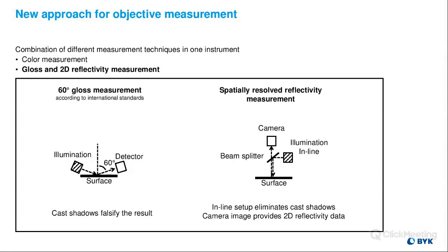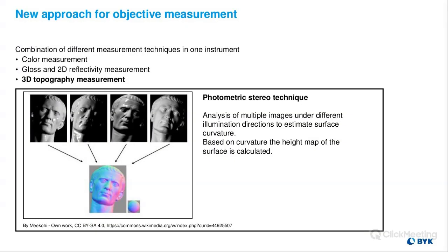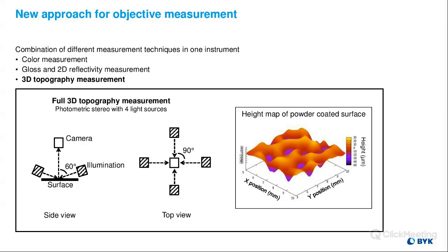So we have our 60-degree gloss measurement as well as our spatially resolved 2D reflectivity measurement. And in addition to that, we have a 3D topography measurement. This is done using what's called a photometric stereo technique, where it is illuminating the surface from multiple angles and taking pictures. It's using the same camera that's used for the reflectivity measurement, but now it's taking pictures of the surface illuminated at different angles. And due to the shadows and the differences in the illumination that it picks up, it can construct a topographical map of the structured surface that you're actually measuring.